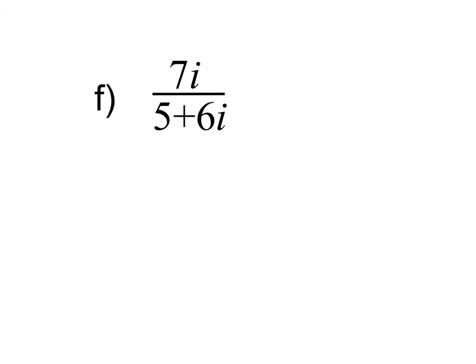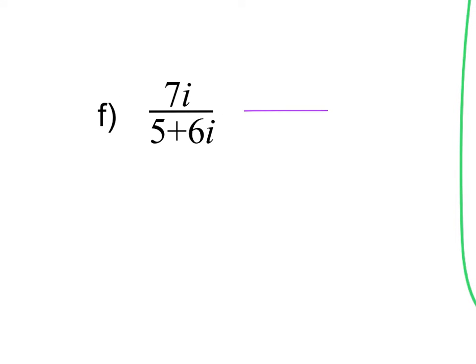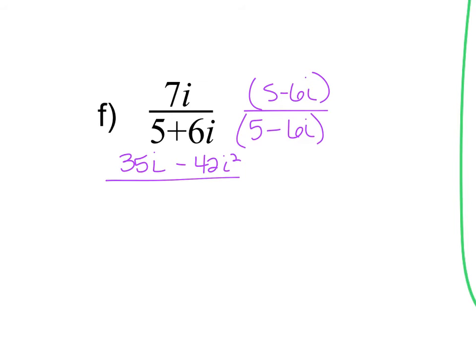Okay, next problem. Try it. If you want to pause the video and try it by yourself, do it. So we're going to multiply it by its conjugate. So on top, that would give me 35i minus 42i squared over 25. I'm just going to leave the middle part out because they're going to cancel anyway. If you want to work it out, yes, do it, but I'm not going to. So this would be negative 36i squared.